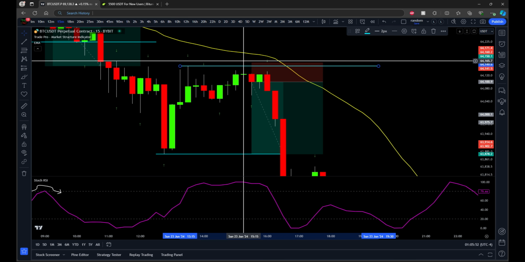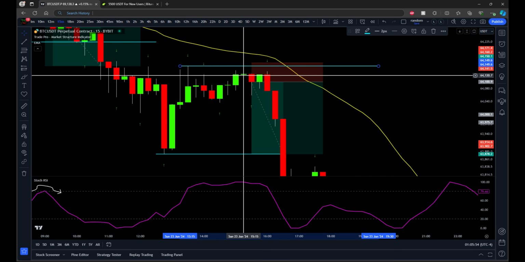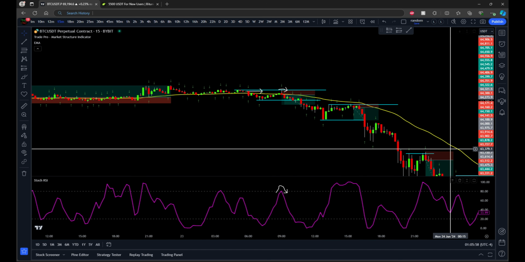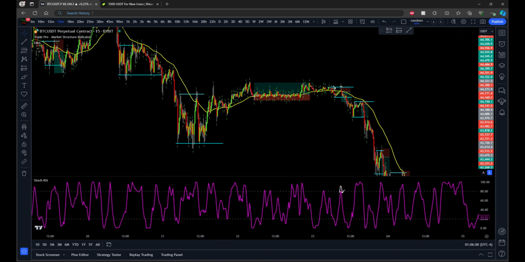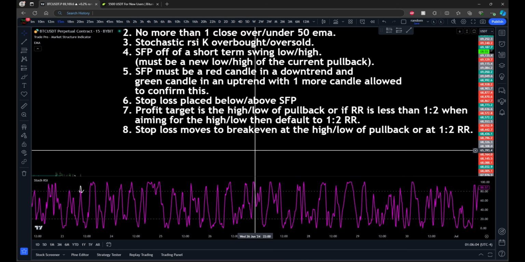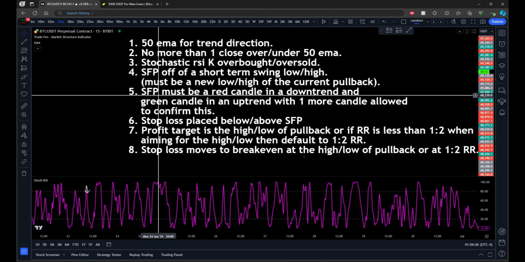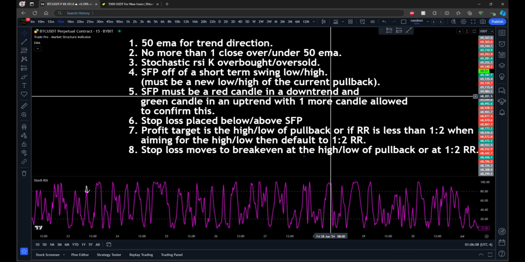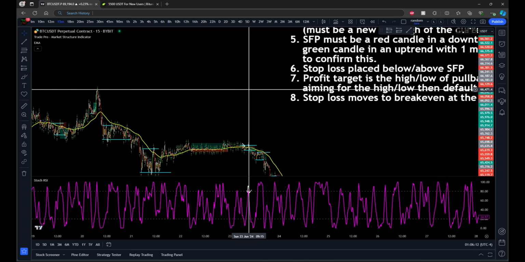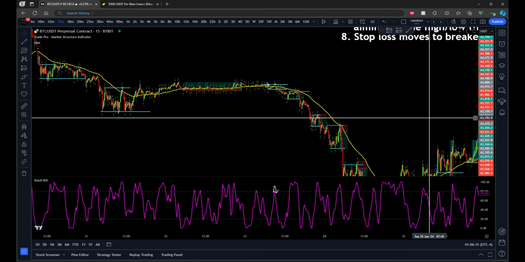So we get a swing failure off of that high, but this one's a green candle, right? So if you looked at my rules, we have one more candle after that swing failure to confirm a red candle. Swing failure pattern must be a red candle in a downtrend and green candle in an uptrend with one more candle allowed to confirm this. Okay, so this is a great example as well for this rule.